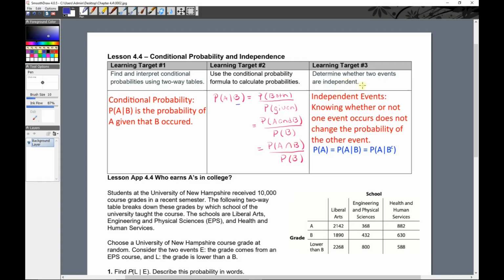And then determine whether 2 events are independent. All right, independent events occur when knowing whether or not one event occurs does not change the probability of the other event occurring. So that's our check. If we've determined the probability of the event A, it should be the same as the probability of A given that B occurred, because the fact that B occurred doesn't change the probability of A, or that it doesn't occur. So if you can make this work, then you can answer the question whether or not event A and event B are independent of each other. Okay, so that's our learning targets.